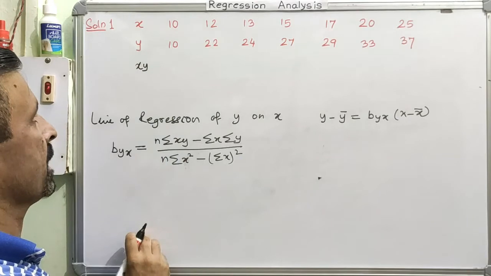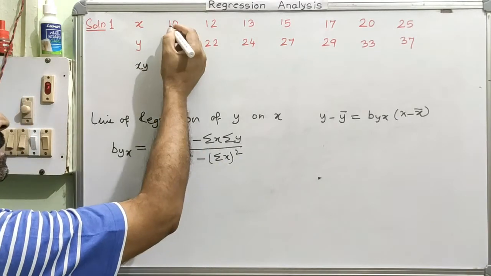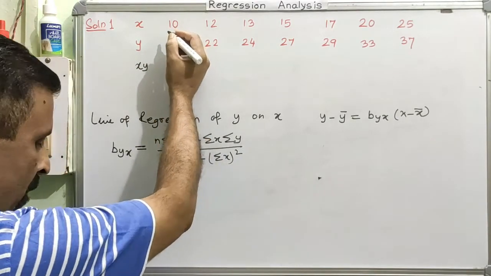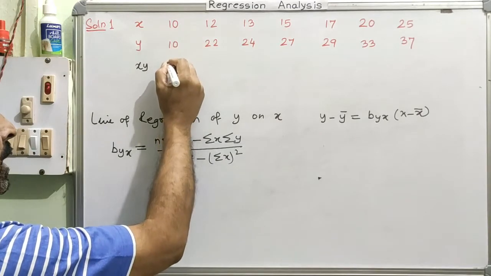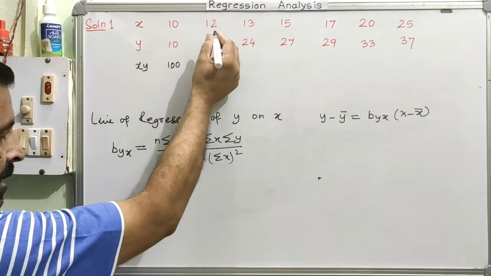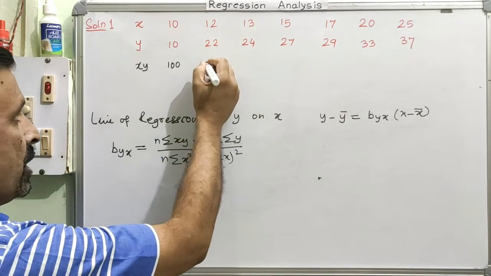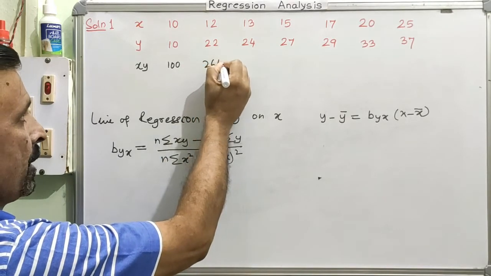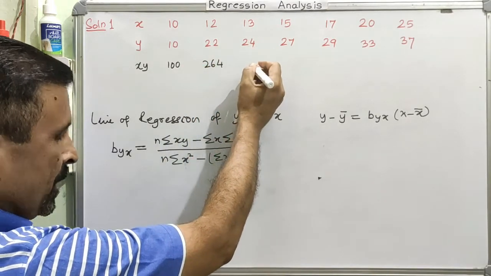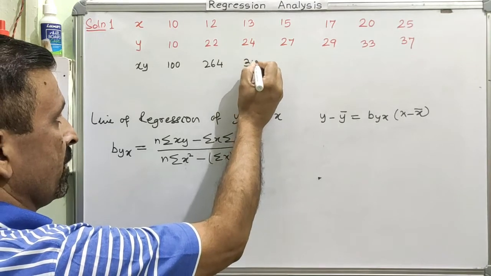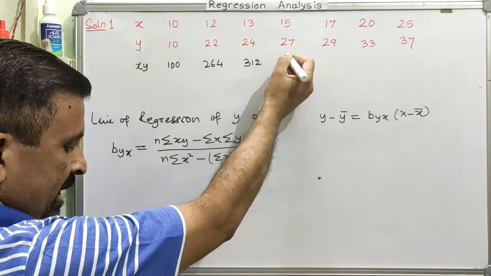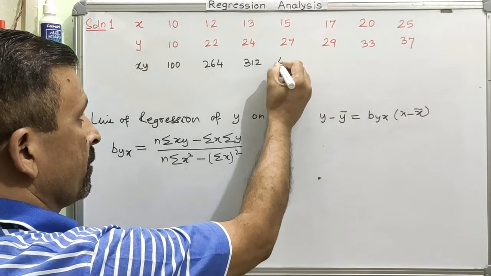XY column. Clear? So let me first of all calculate this. XY column will be 100, then 12 into 22 is 264, then 13 into 24 is 312, then 15 into 27 will be 405.